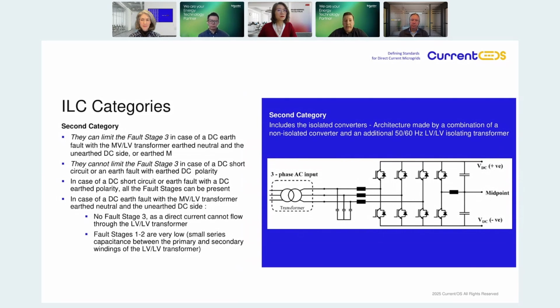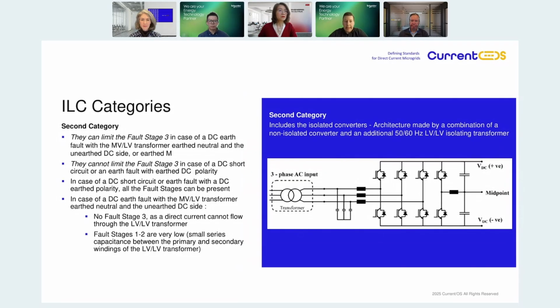But they cannot limit fault stage 3, so the contribution coming from the grid, in case of a DC short circuit or an earth fault on the DC side with an earthed DC polarity, for example the negative.